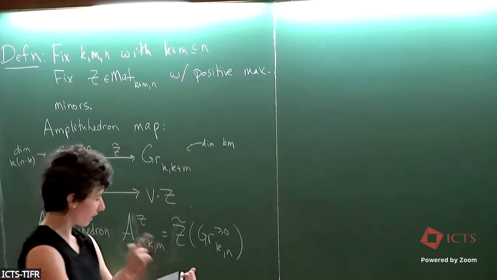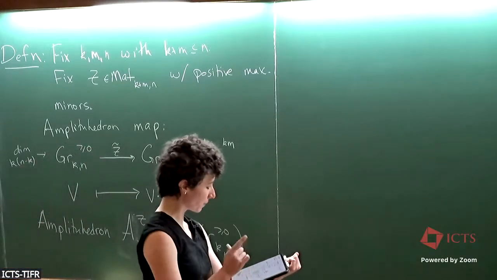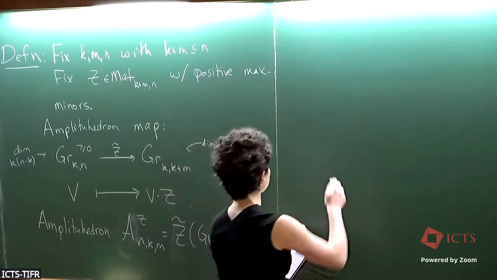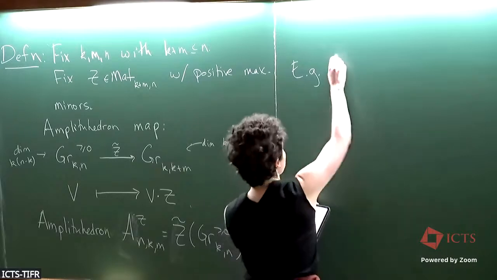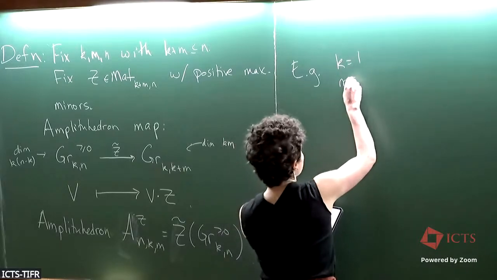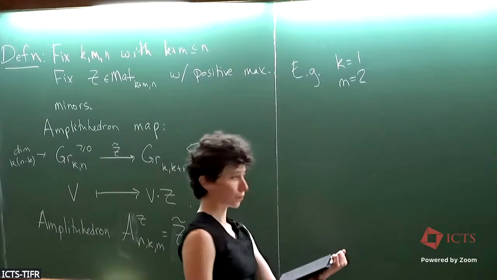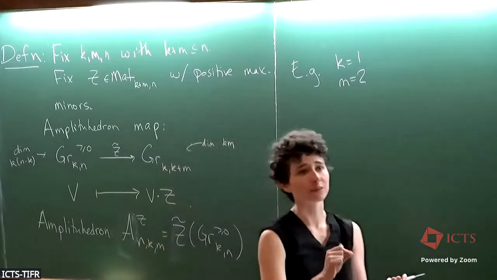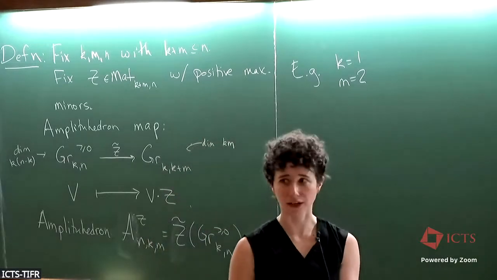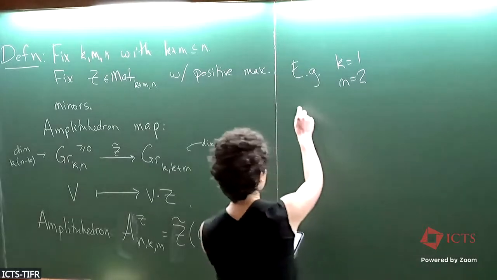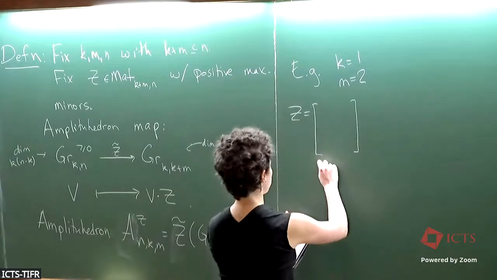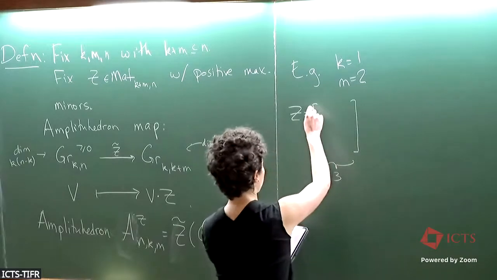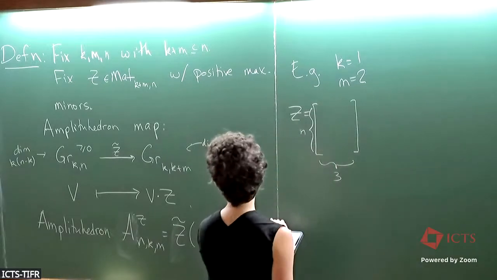Okay, yeah, so I think that means that I should do an example so we can get a feeling for what this map looks like. The easiest example to do is k equals 1, m equals 2. The physically relevant one is m equals 4, but m equals 2 is easier to get your hands on. So in this situation, my matrix Z is going to be an n by 3 matrix.